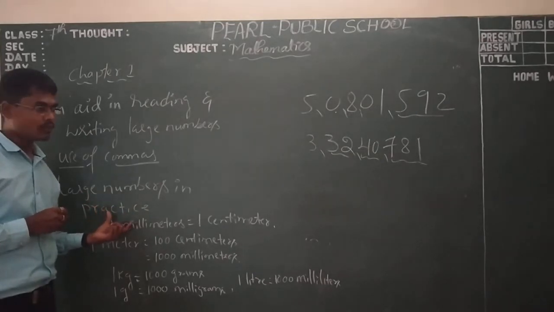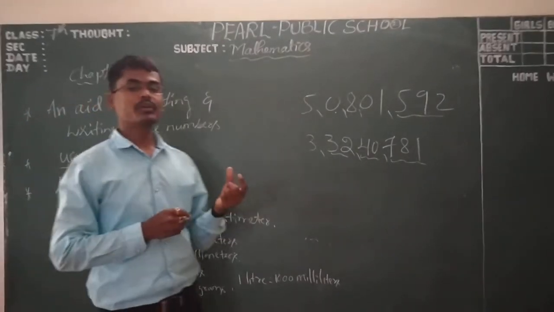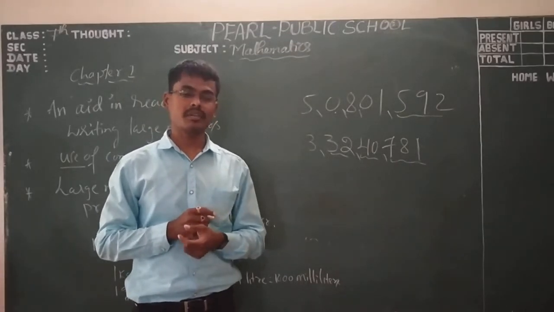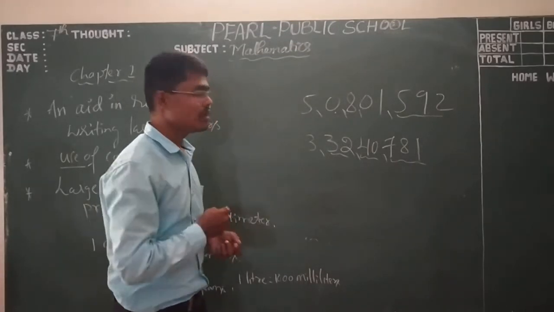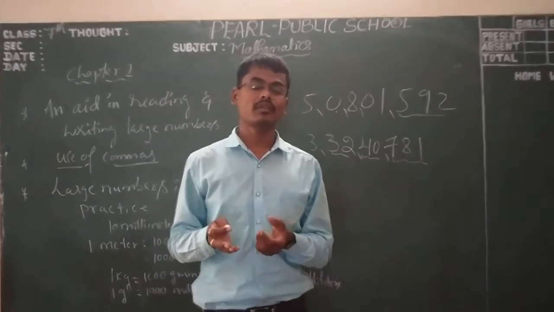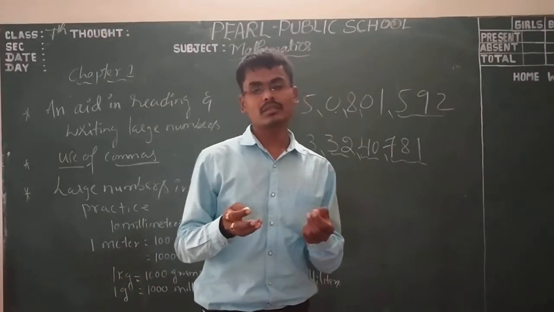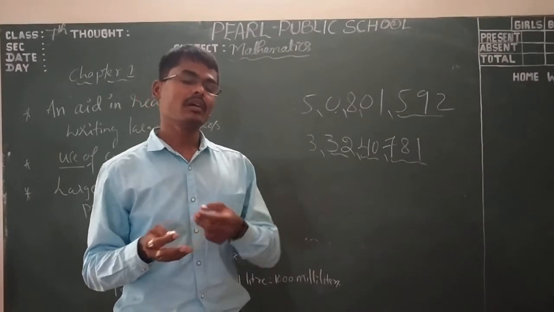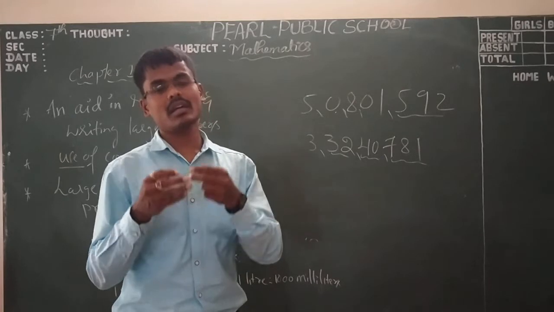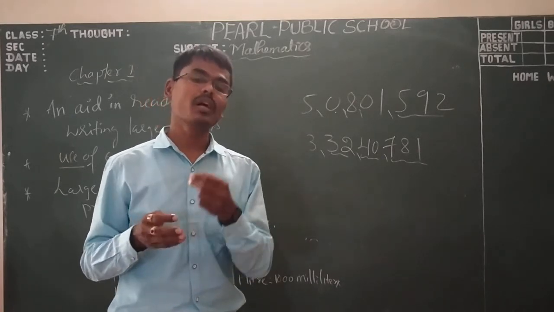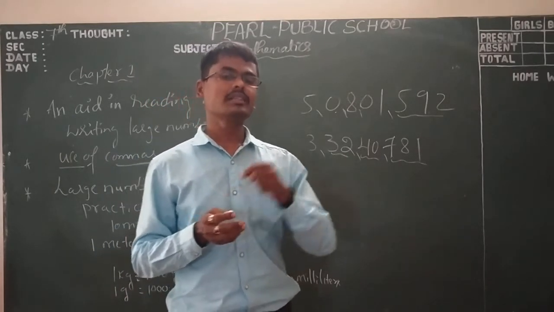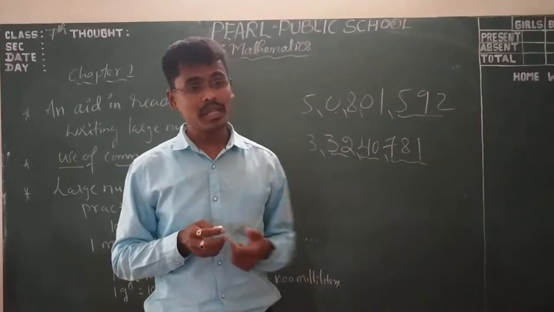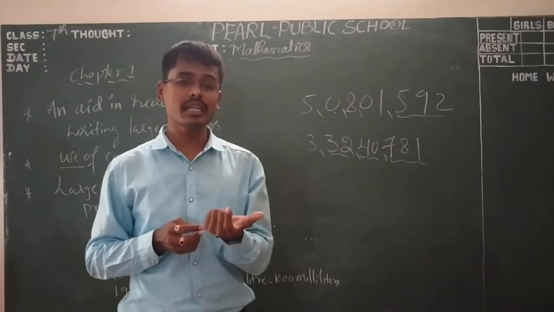Something I have already written over the board: how we use large numbers in our daily life in practice. For example, we have a scale, a 15 centimeter length scale. In that, the centimeter is again divided into divisions in terms of millimeters. Instead of calling it centimeter, we can also say millimeter. How are we going to say that? For example, I am going to write here 1 centimeter.